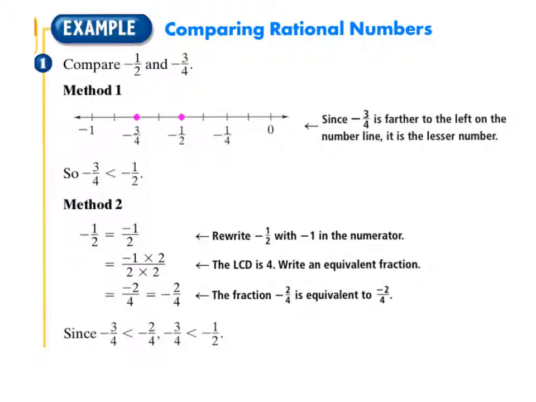Another method you can use is if you simply do the decimals, because if you remember the chart from the previous video, 1/2 is the same as 0.5, and 3/4 is the same as 0.75. So if we were going to do this on a number line, -0.5 would be closer to 0 than -0.75. So again, -0.75 would be less than -0.5 if they're both negative.